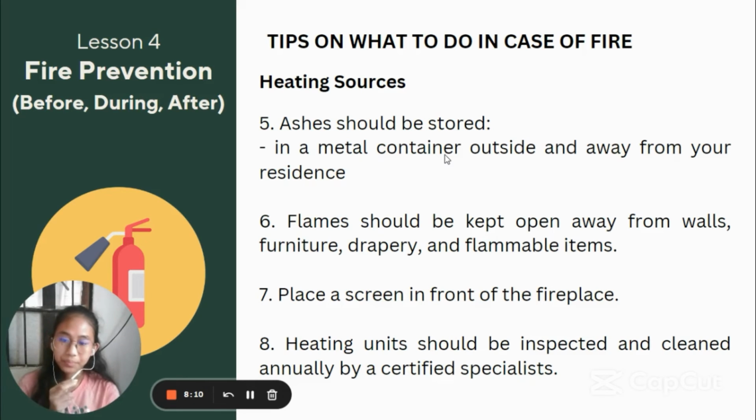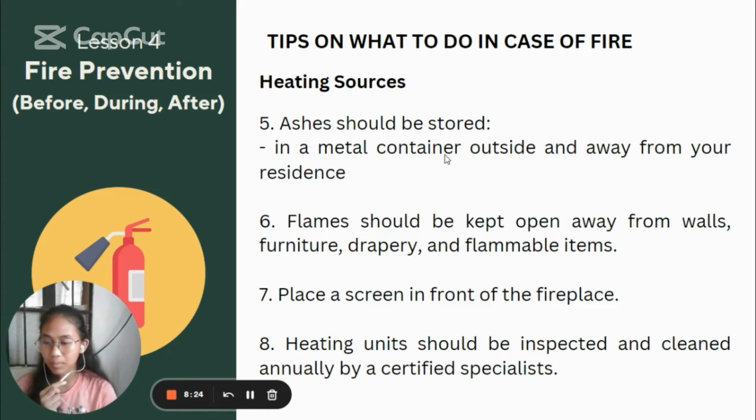Number 7. Place a screen in front of the fireplace kay para kanang dili kayo di ba spark spark ana sa fireplace, so less para ma-reduce ang burns, tapos kaning mabadulong pa siya sa carpet or sa curtains mo na magbuta og screen. Number 8. Heating units should be inspected and cleaned annually by a certified specialist.